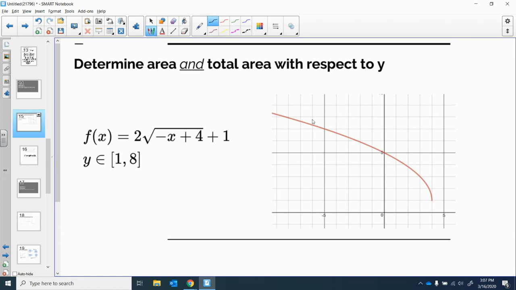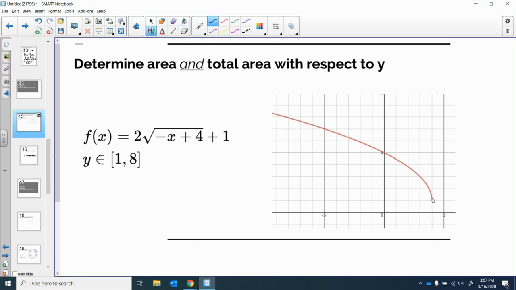Up until now, when we've been calculating area, we've always been doing it with respect to the x-axis, which means we find our function and then we look downwards and we calculate the area all the way to the x-axis. Now we're going to flip it and think about what it looks like to calculate area with respect to y.